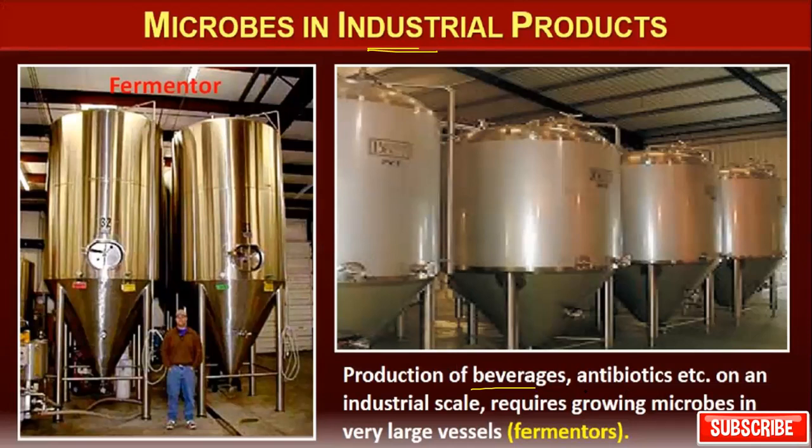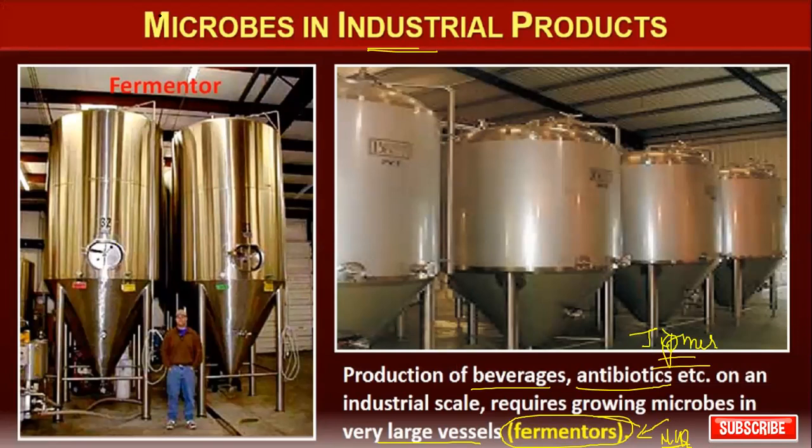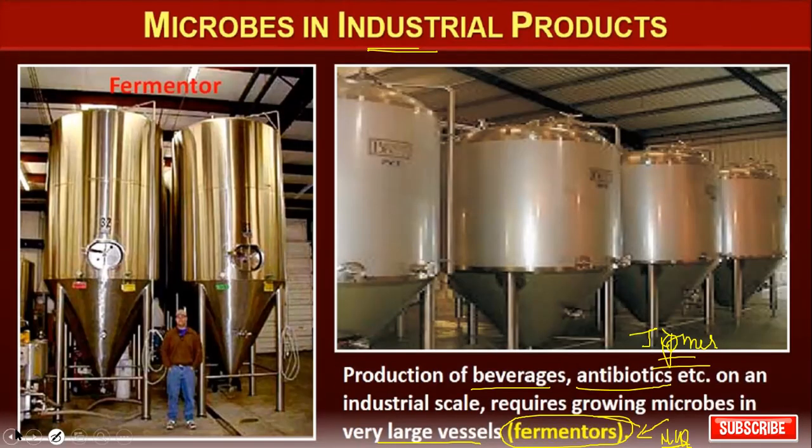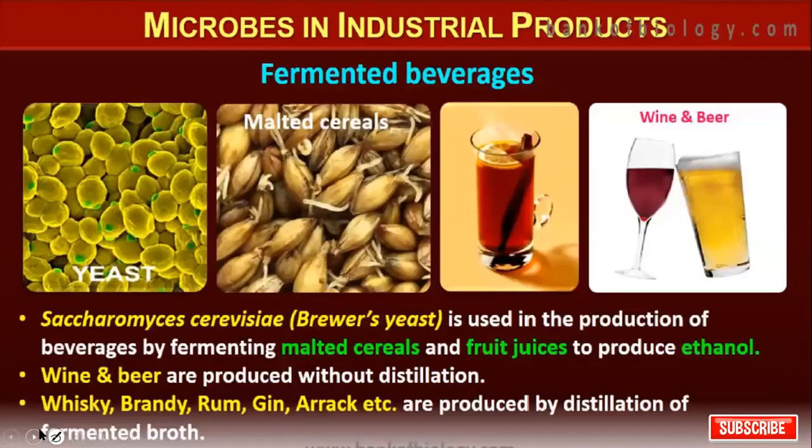Production of beverages and antibiotics on an industrial scale requires the growing of microbes in large vessels called fermenters. This is an important MCQ which was asked in a previous year JIPMER paper. The very large vessels in which we grow microbes for industrial purposes, you will call them fermentors or fermenters. So these are the large fermenters in which you grow the microbes at particular temperatures.